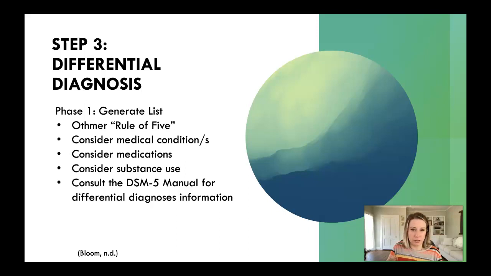Consider medical conditions that could cause the symptoms or that could exacerbate those symptoms that you're seeing. And consider the use of medications, obviously, again, both prescription or over-the-counter, as potential sources of symptoms as well. Don't forget that one. And then consider the use of substances, alcohol, tobacco, illicit drugs, as potential sources of symptoms. And consult the DSM-5 manual for differential diagnosis information for each psychological disorder. These are listed in order of probability, and that hack that the DSM-5 provides can be helpful.